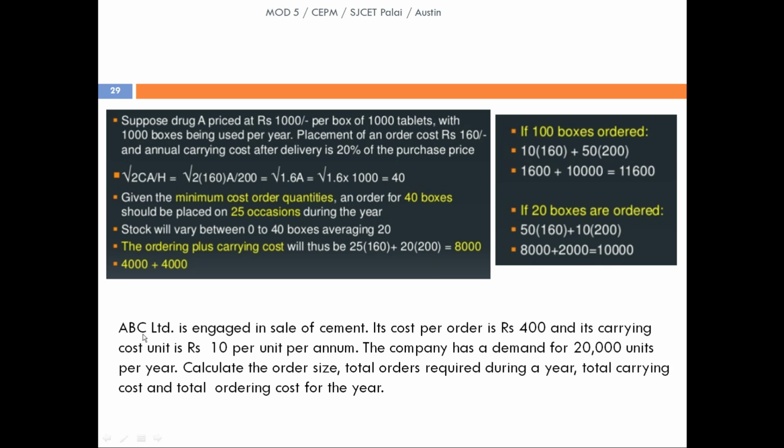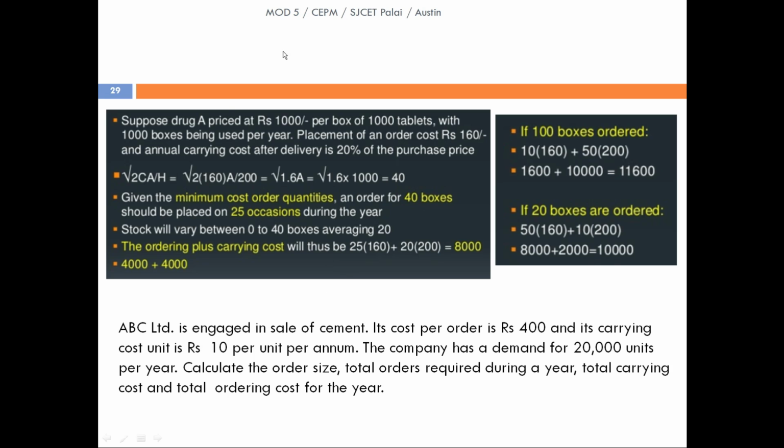So another example: ABC Limited is engaged in the sale of cement. Its cost per order is rupees 400, so the ordering cost is 400, and its carrying cost is rupees 10 per unit per annum. The company has a demand for 20,000 units, so the annual demand is 20,000 per year. Calculate the order size, total orders required during a year, total carrying cost and total ordering cost of the year.